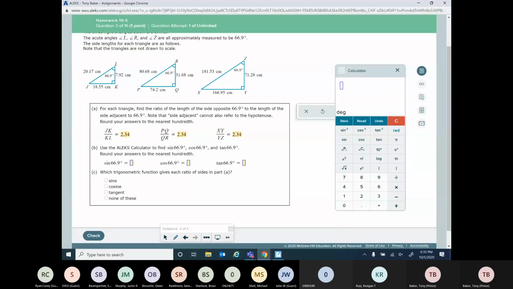Row B, same thing. You're just doing exactly what it says. You're not using anything from row A in row B. So it's sine of 66.9, cosine of 66.9, and then tangent of 66.9.